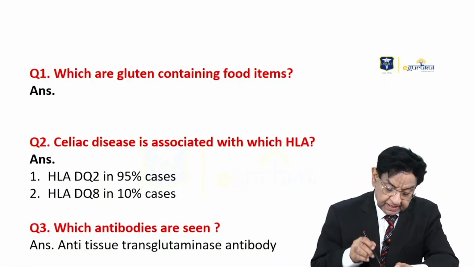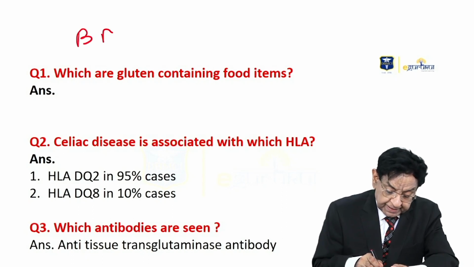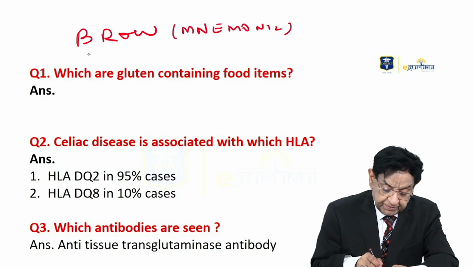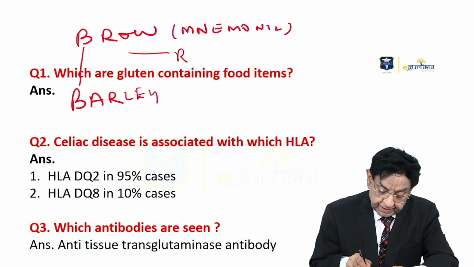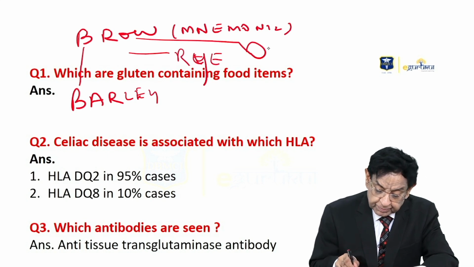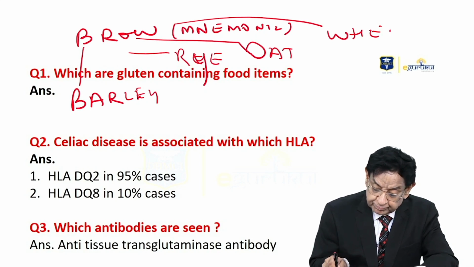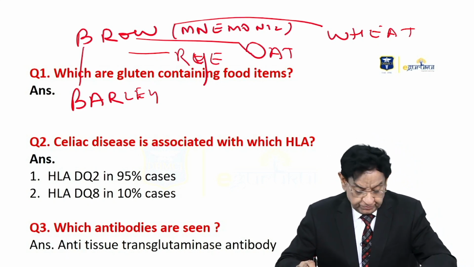Gluten-containing foods are, the mnemonic is BROW. B for barley, R for rye, O for oat, W for wheat. They are the 4 gluten-containing foods.